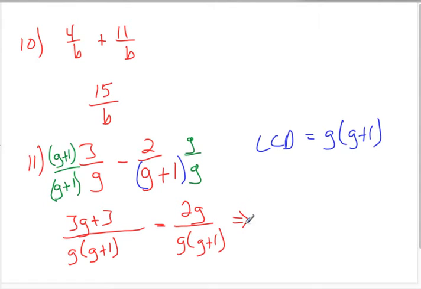Now they have a common denominator, so I can combine. 3g minus 2g is g, and then plus 3, over g times g plus 1. Now, to reduce, you cannot reduce the g's here because this is a term. If this said g times 3, then you could reduce them, but it doesn't. It says addition. So we are done. This is now non-reducible. That is the final answer.